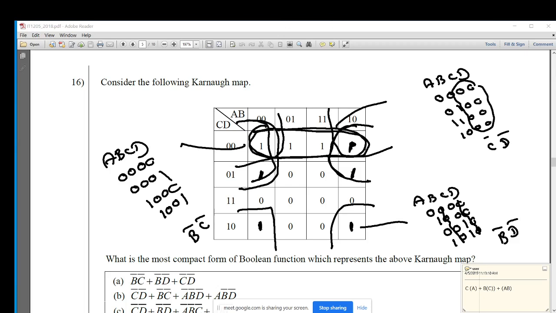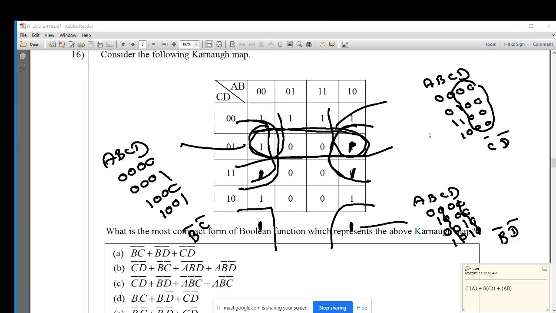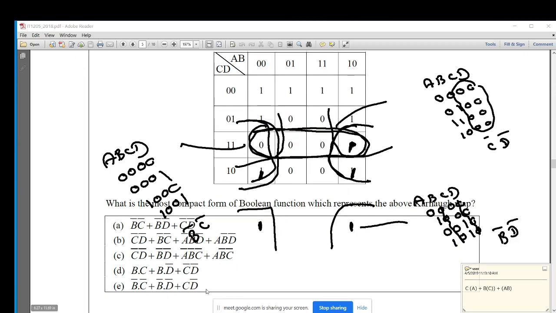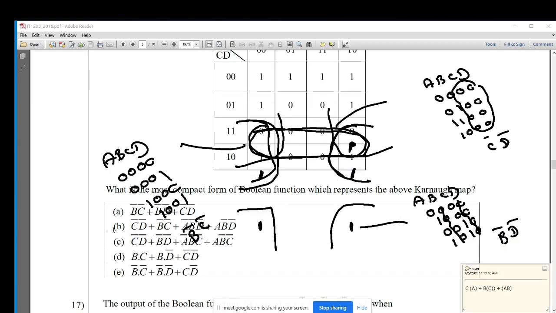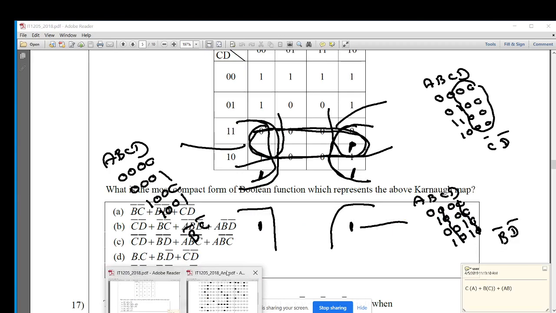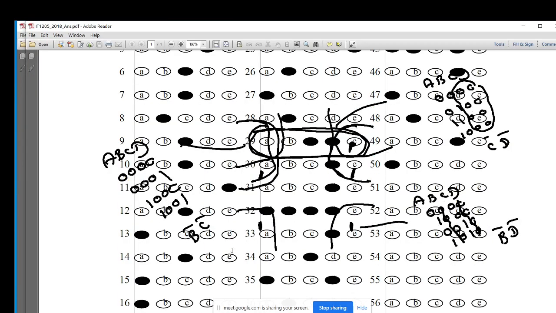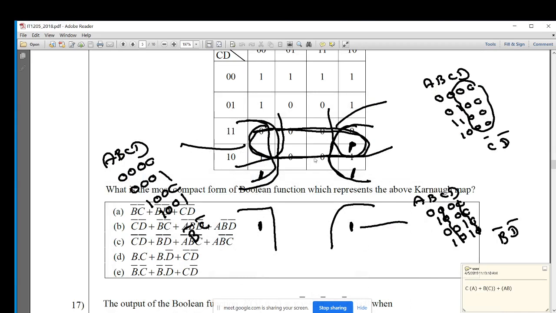Right? Now let's see whether we have an answer like that. B bar C bar, B bar D bar, C bar D bar. So the answer is A. Now let's see whether the 16th answer is A. Yes, the 16th answer is A. Right? So if you do it in a systematic way, usually you don't have to worry.